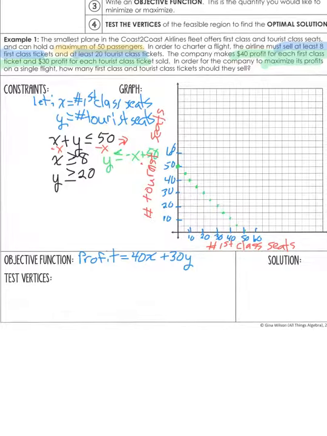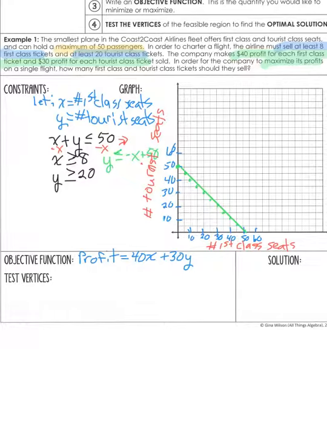All right, so then I am going to connect this with a straight line. All right, then next I'm going to graph x is greater than or equal to 8.